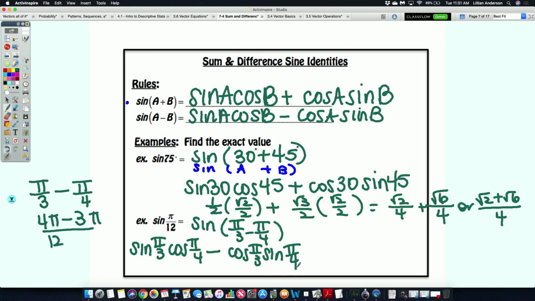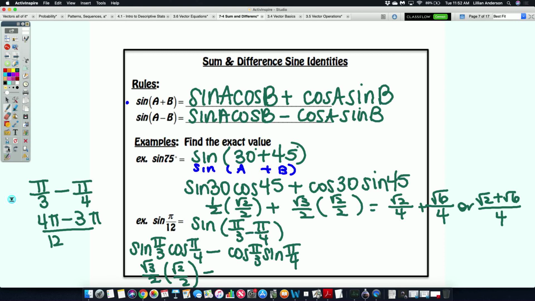I am trying to find the exact value of sine pi over 12. What's the sine of pi over 3? Square root of 3 over 2. I'm going to multiply that by the cosine of pi over 4, square root of 2 over 2. That's going to get subtracted from the cosine of pi over 3 times the sine of pi over 4.